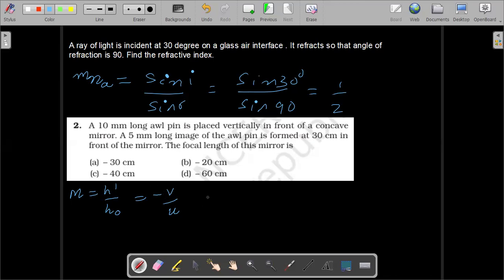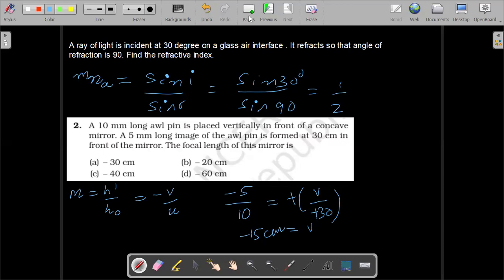Is the answer A, minus 30 centimeter? Just a minute. You will get minus 5 over 10 equal to minus of V over U, with U being negative 30 centimeter. So the minus and minus cancel. You get 1 by 2, so you get V equals negative 15 centimeter.